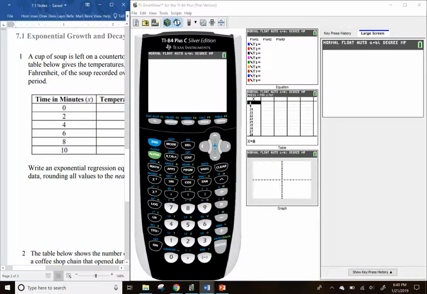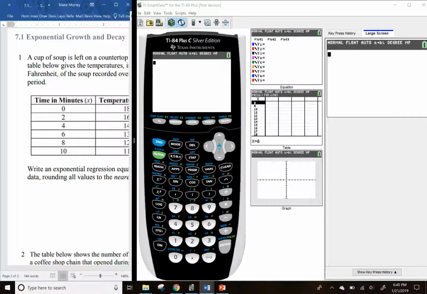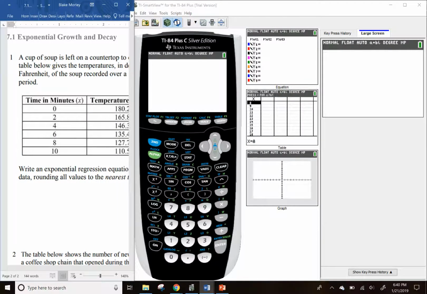Let me see if I can do this all at once here. That's not 50-50. I want the screen to be more 50-50 than that. That's good enough. All right.